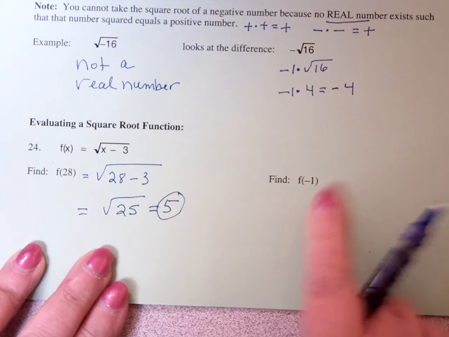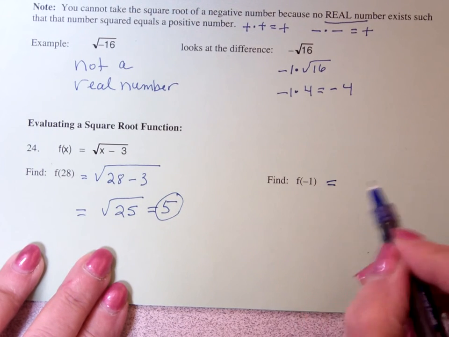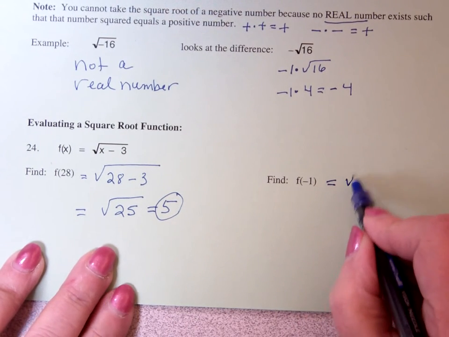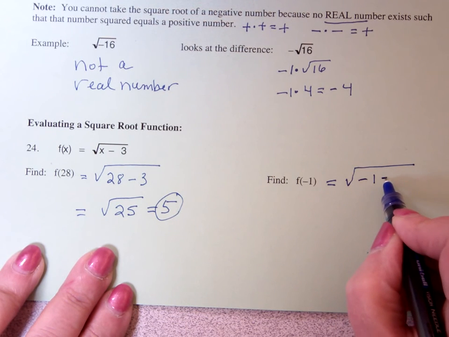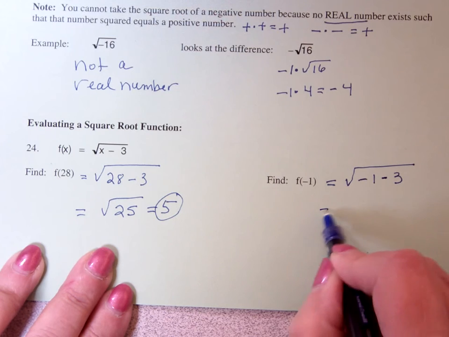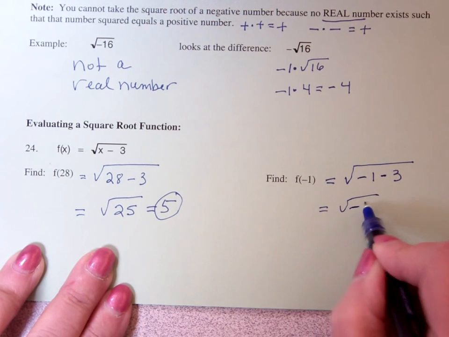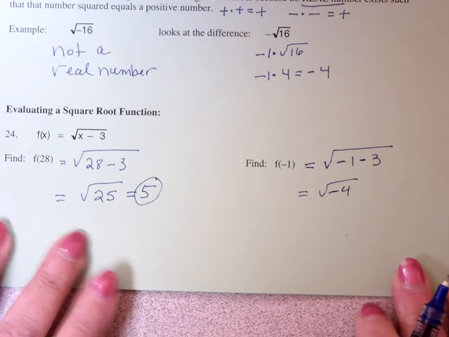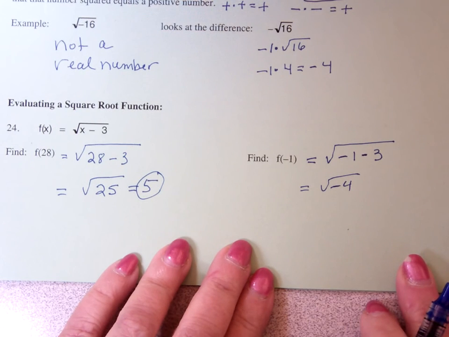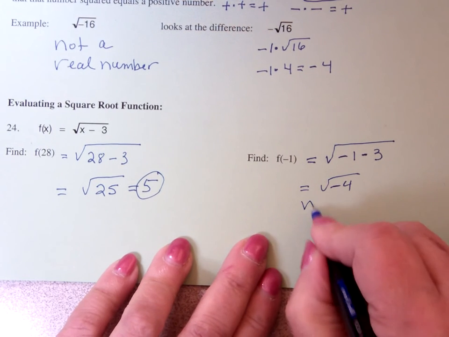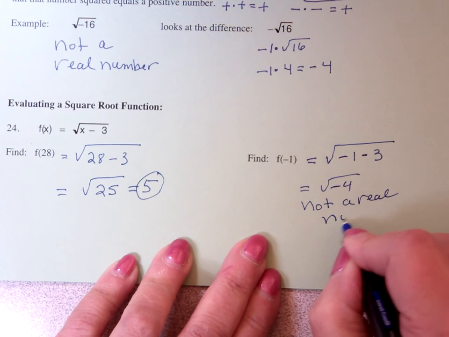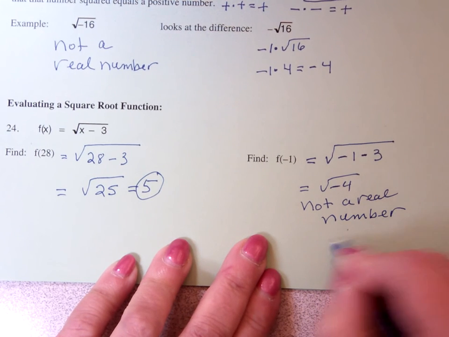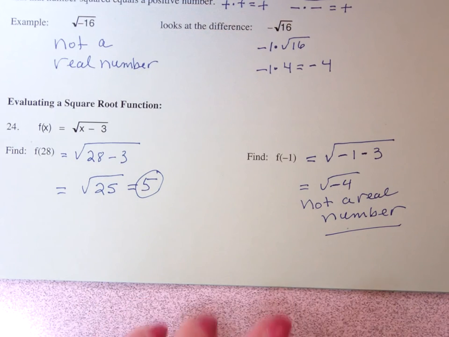Find f of negative 1. Well, f of negative 1 is the square root of negative 1 minus 3, which is the square root of negative 4. And what's the square root of negative 4? Not a real number. And that's what we write until we get to 8.7.